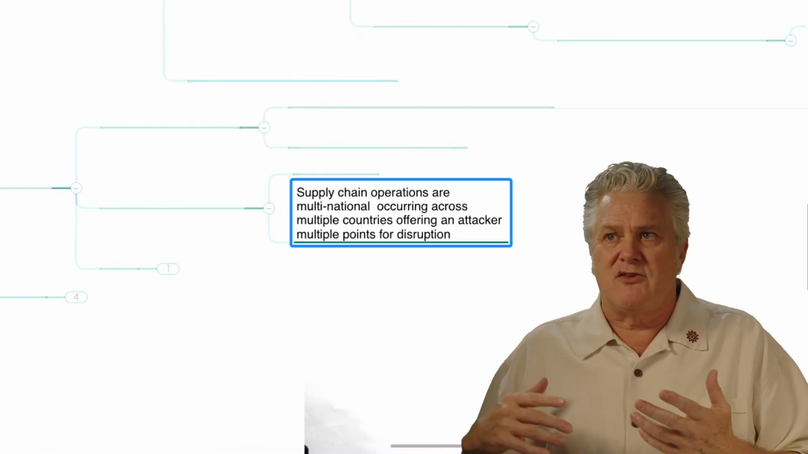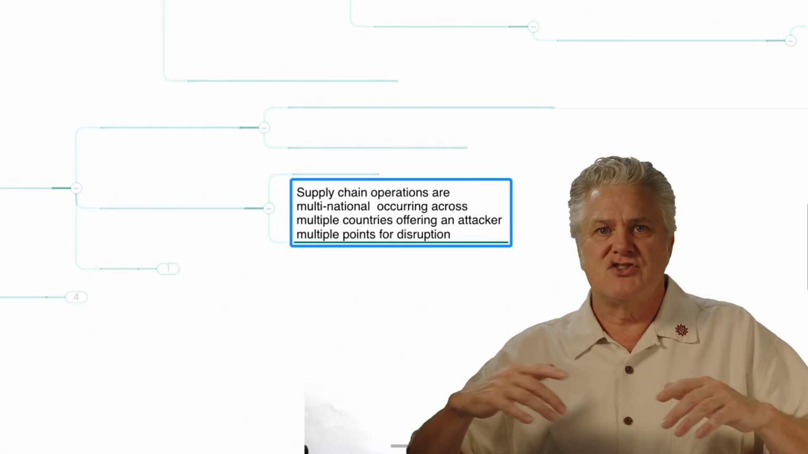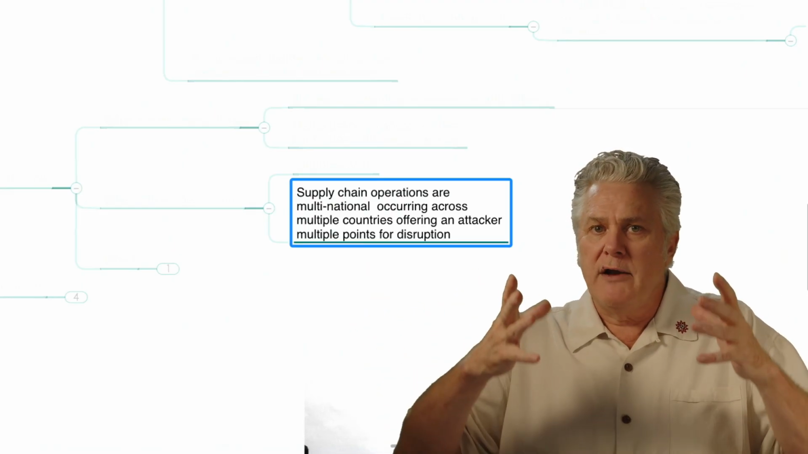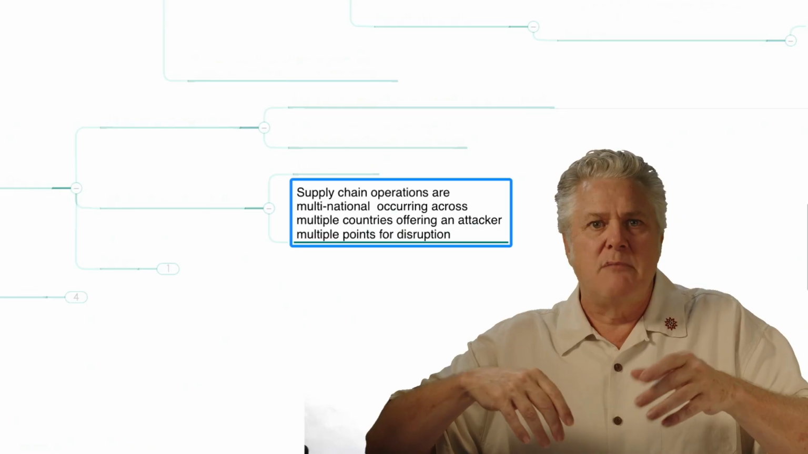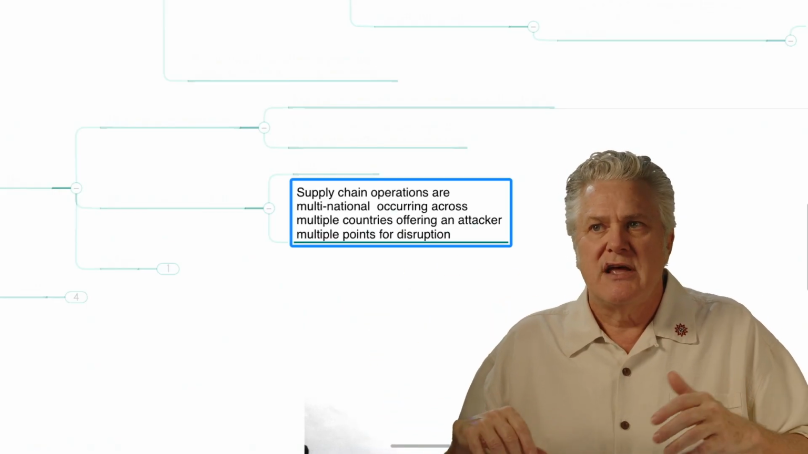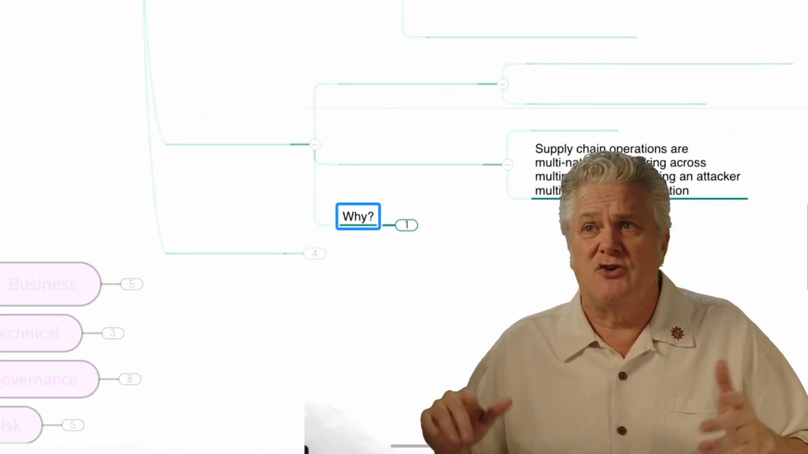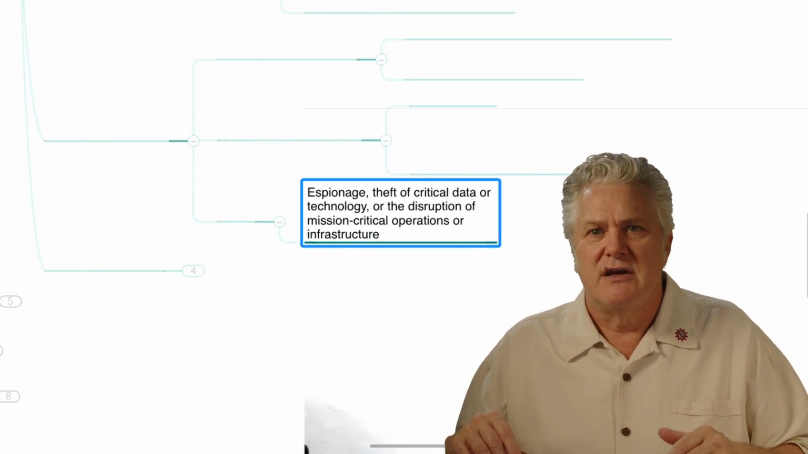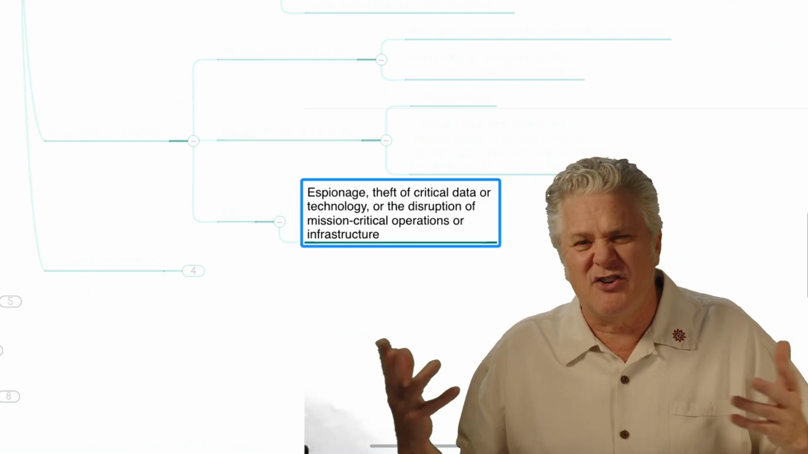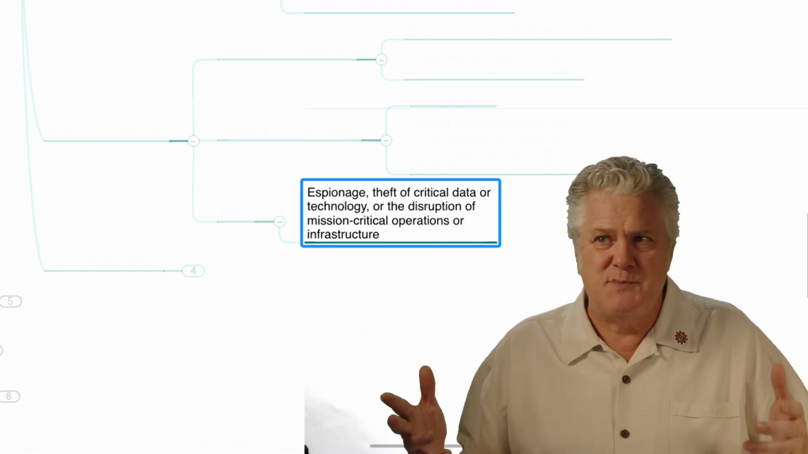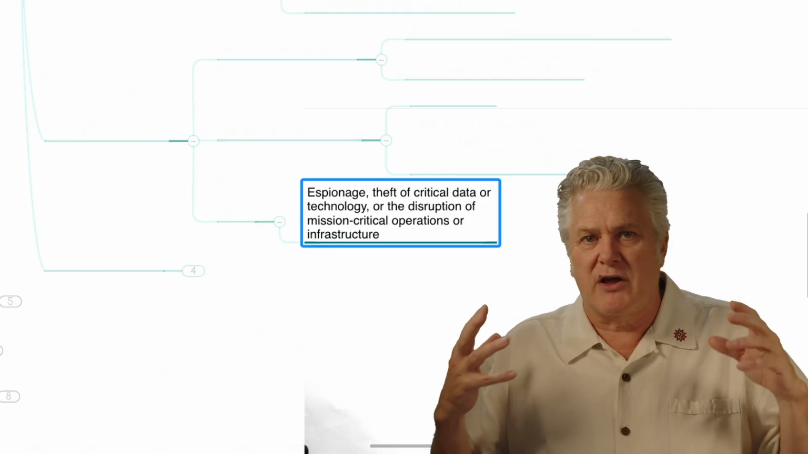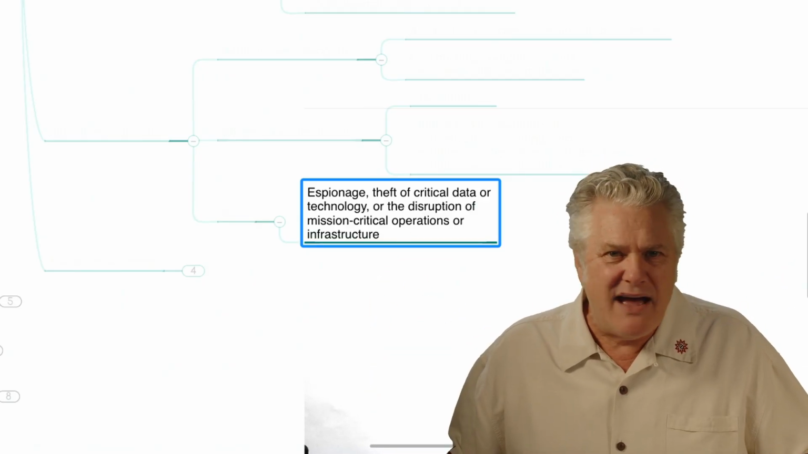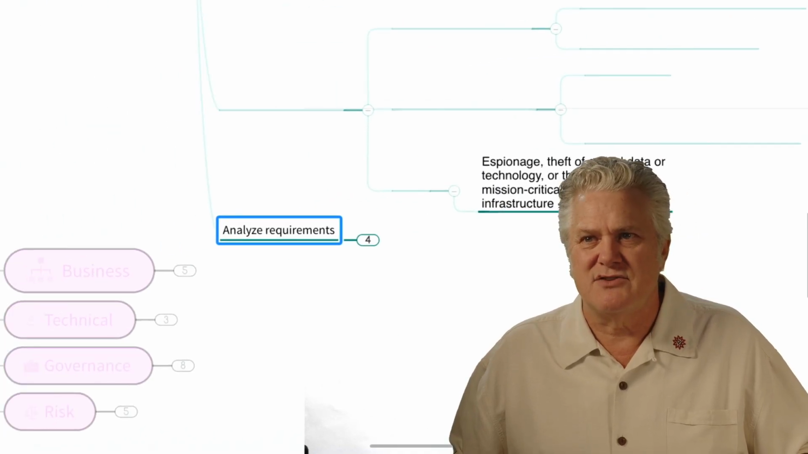If we look at supply chain operations, this is across all different countries, especially when we're dealing with hardware. One particular computer unit can be made in a multitude of locations, and it's susceptible to disruption all along the way. And the reason they actually do this is because they're evil, okay? They have espionage and theft of critical data. They want to get inside of our devices. They're bad and nasty people, and that's what it comes down to.